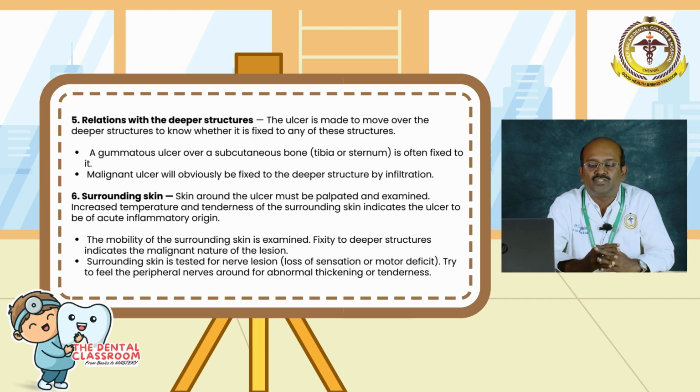Next is relation to the deeper tissue. As I told already, the gummatous ulcer will be over a subcutaneous bone like the tibia or sternum, and is often fixed to the underlying structure. The malignant ulcers are always fixed when they infiltrate deeper. Next is the surrounding skin.